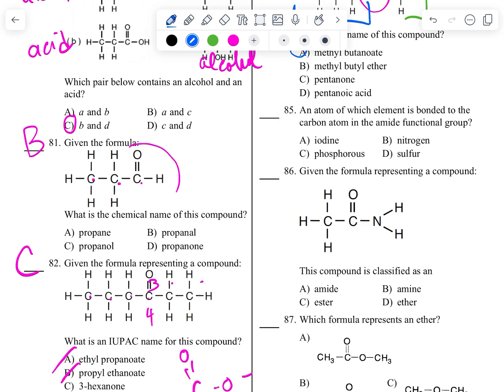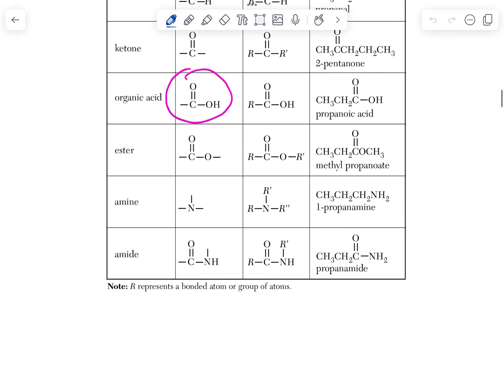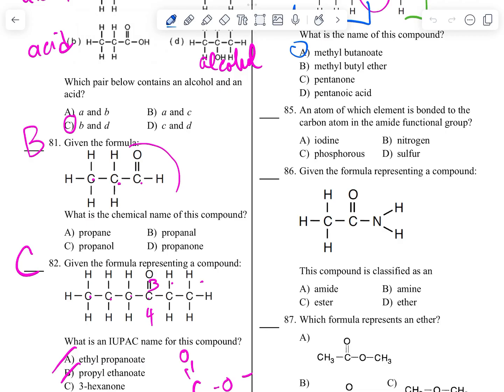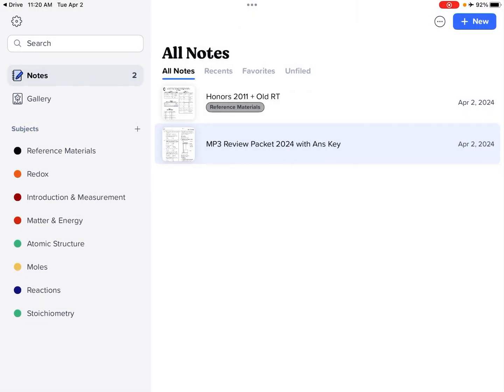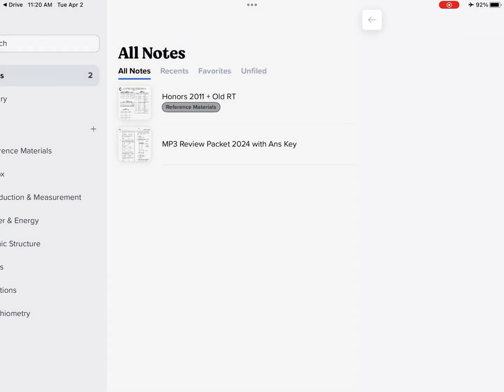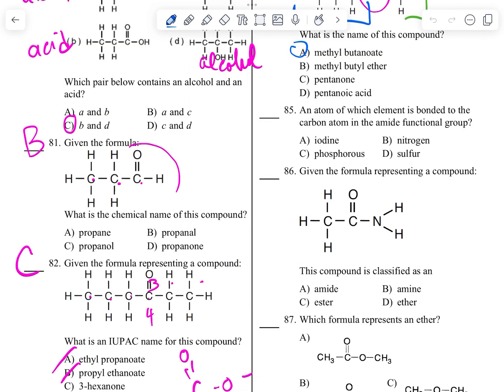An atom of which element is bonded to the carbon atom in the amide functional group? Just since we're talking here, amide. Is it amine or amide? It said amide. Whoops, sorry. So who's bonded to the carbon in an amide functional group? That's an oxygen. Yeah, and this is not a choice. Let's see. I guess it's also nitrogen. I would have said oxygen, though. See, that's why I wasn't going to get 100.